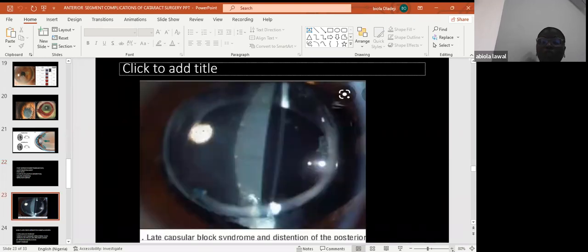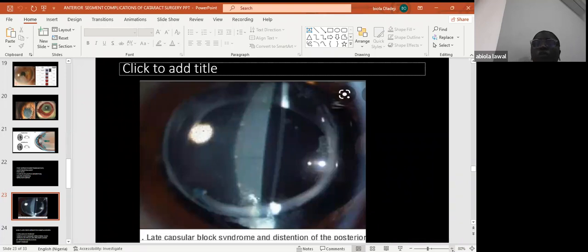So this picture shows capsular block syndrome, also known as capsular bag distension syndrome. It can happen early, within a few weeks of surgery, and it can happen late, several years after surgery. When it happens early, it could be because viscoelastic is trapped between the IOL and the posterior capsule.